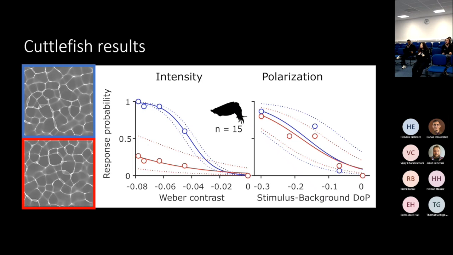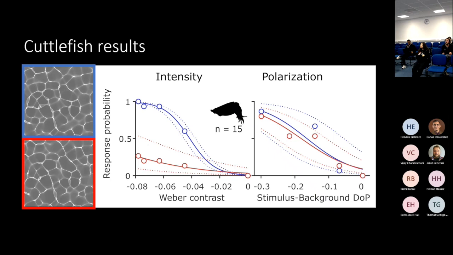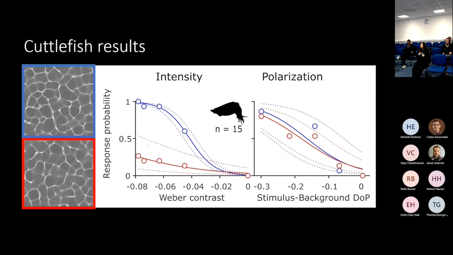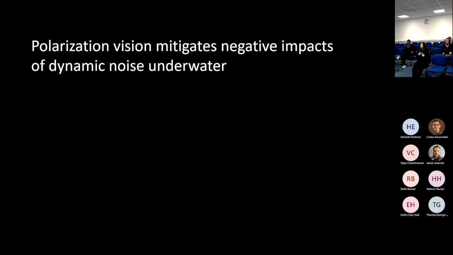Now, the data size wasn't as big for this experiment because it's much harder to do this kind of thing with cuttlefish. But those two animals combined, we think it's pretty good evidence, therefore, that polarization vision is mitigating the negative impacts of dynamic noise underwater.